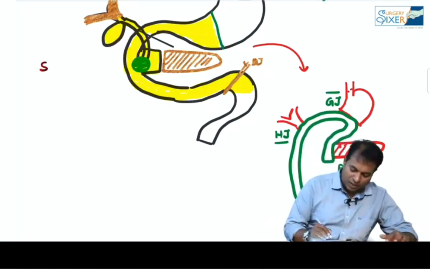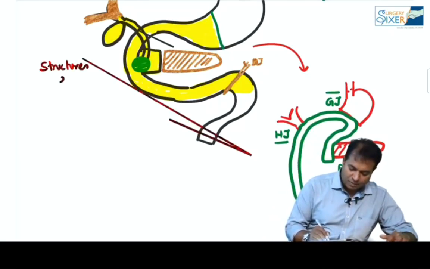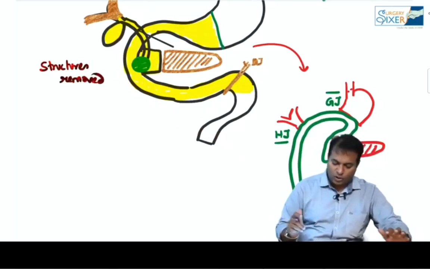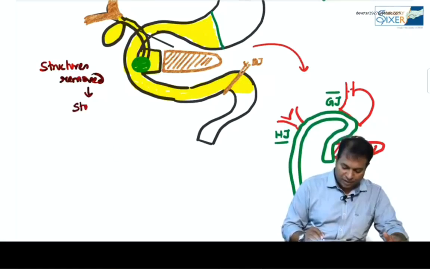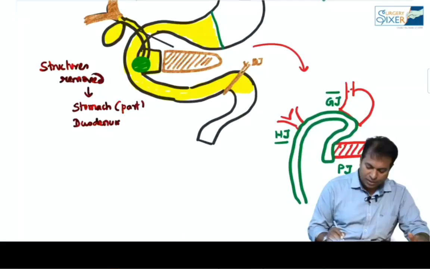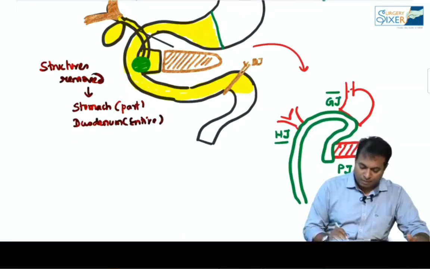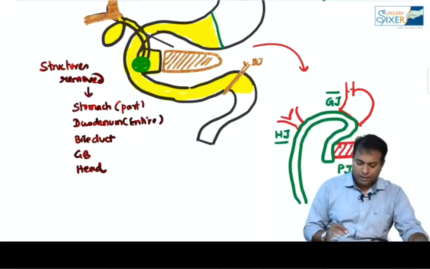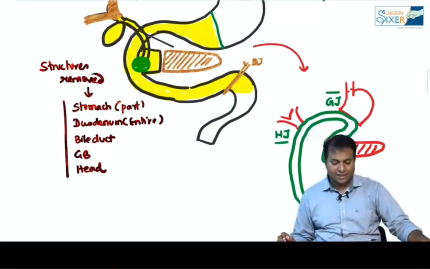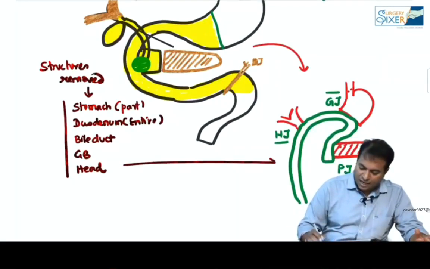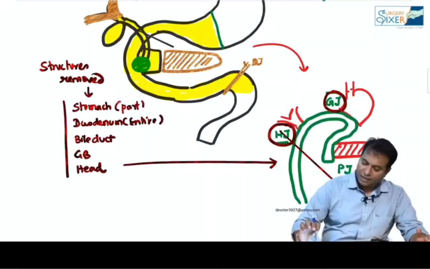What are the structures removed? This is the first MCQ from this surgery. Structures removed in Whipple's, or pancreaticoduodenectomy, are part of the stomach, and the entire duodenum. Please remember, this is a neat question. The bile duct is removed along with the gallbladder. The head of pancreas is removed, up to the tunnel of love. After removing all these structures, the anastomoses done are GJ, HJ, and pancreaticojejunostomy.